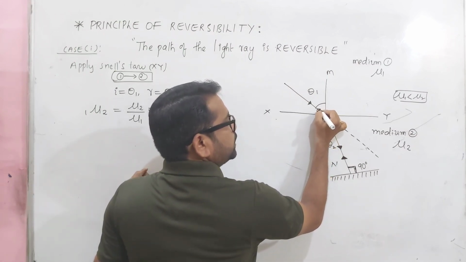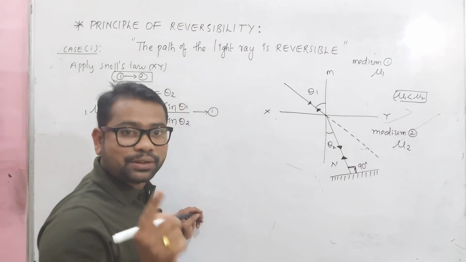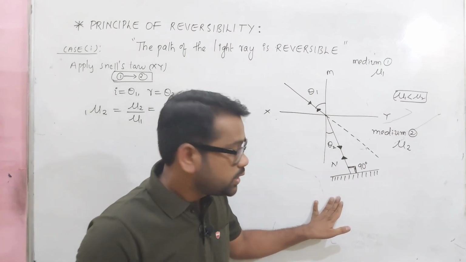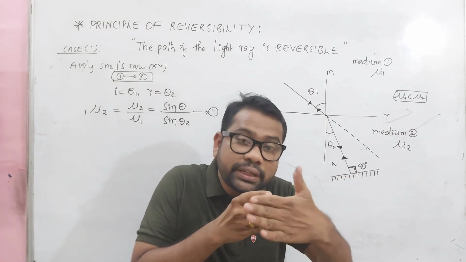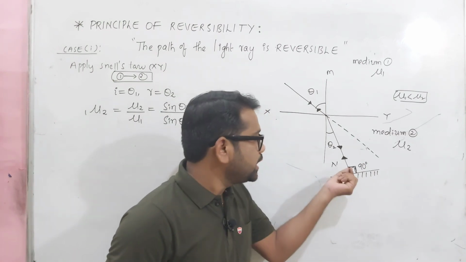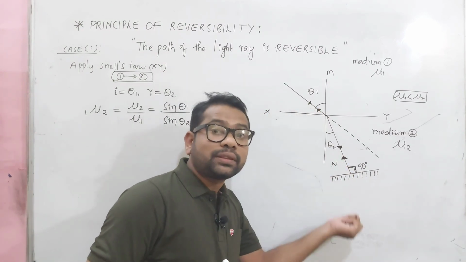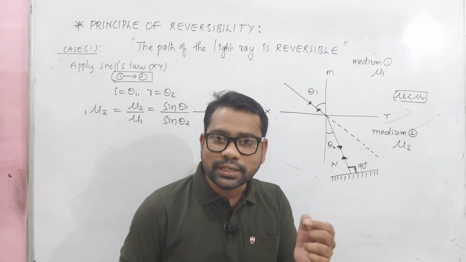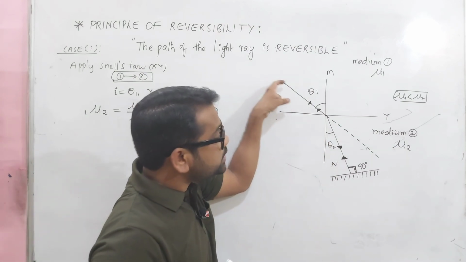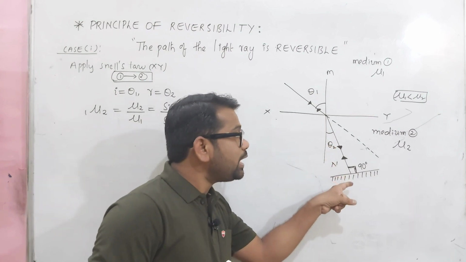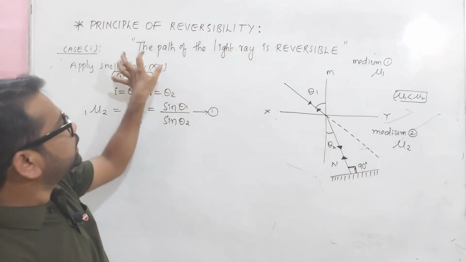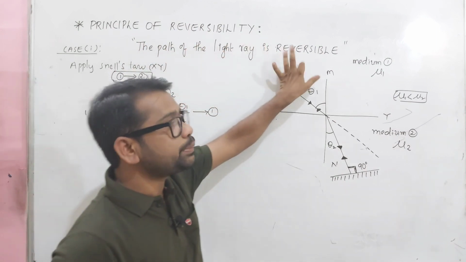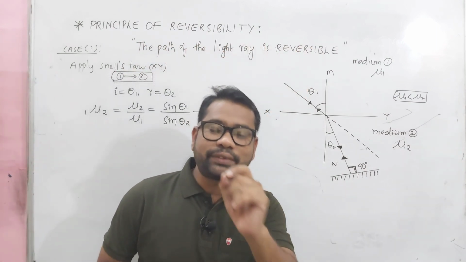Now, this is how the light ray is moving. So, try to understand. Here, we are keeping one plane mirror perpendicular to the path of the refracted ray. Then what happens? Its path gets retraced. It means the way it was coming previously, the same way it is going now. That is actually the principle of reversibility. The path of the light ray is reversible.